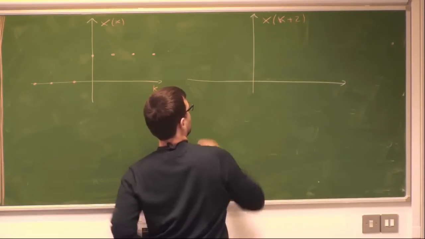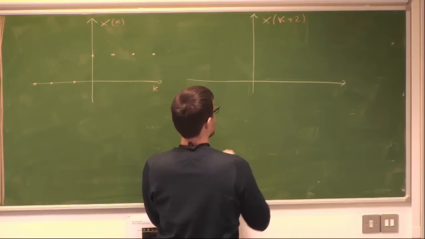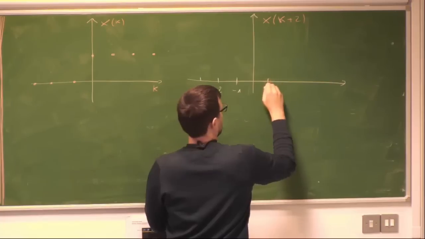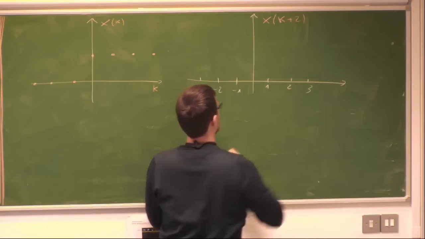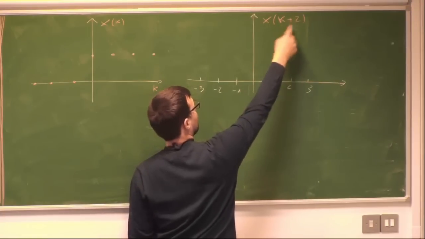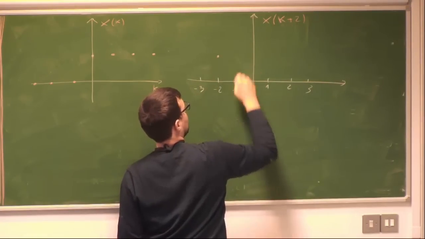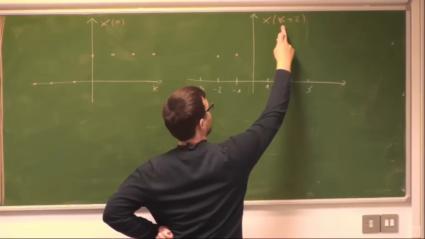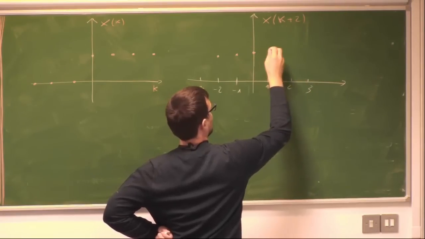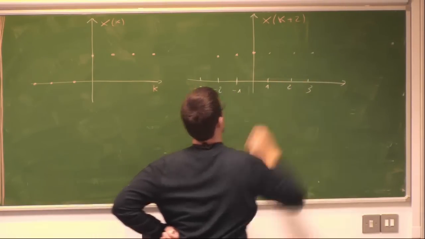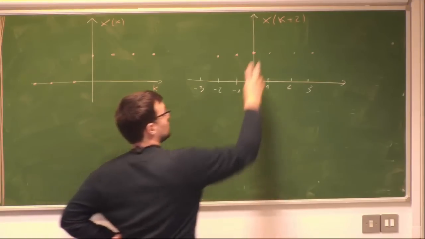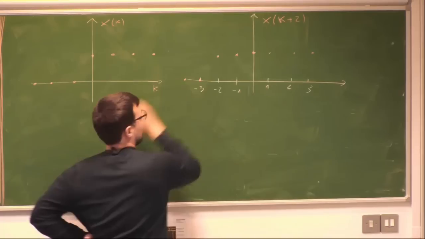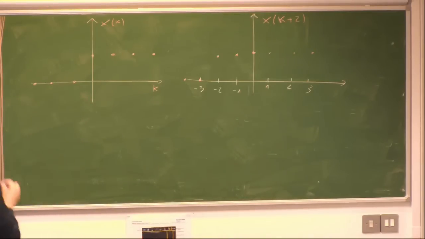And so let's put the numbers. Minus 1, minus 2, minus 3, 1, 2, 3. So when this is minus 2, we have x of 0, and then we have 1. When this is minus 1, we have x of 1, and we have 1. When k is equal to 0, x of 2, and we have 1, and so on the right. On the left, when k is equal to minus 3, then we have x of minus 1, and so we have 0, 0, and so on. So we see that we have a shift towards the left.